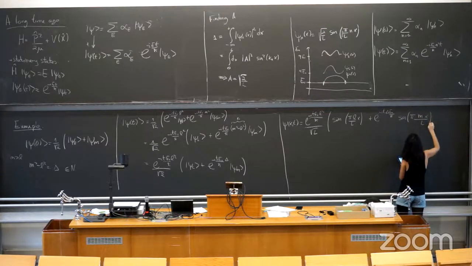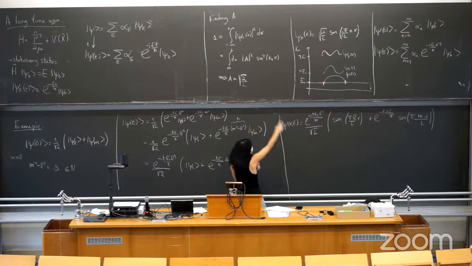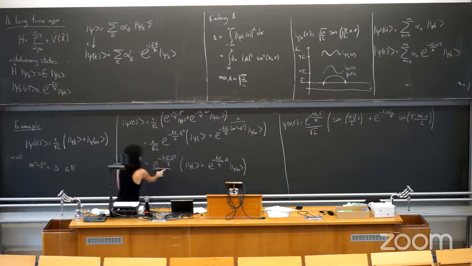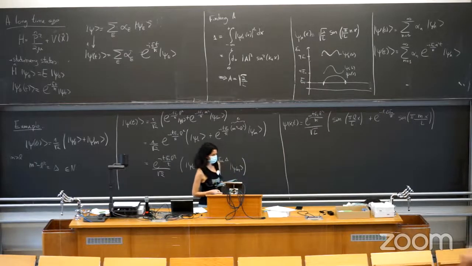What I did was to already use the A equals square root of 2 over L to get rid of the square root of 2, and the L is there. Is that okay? Okay.